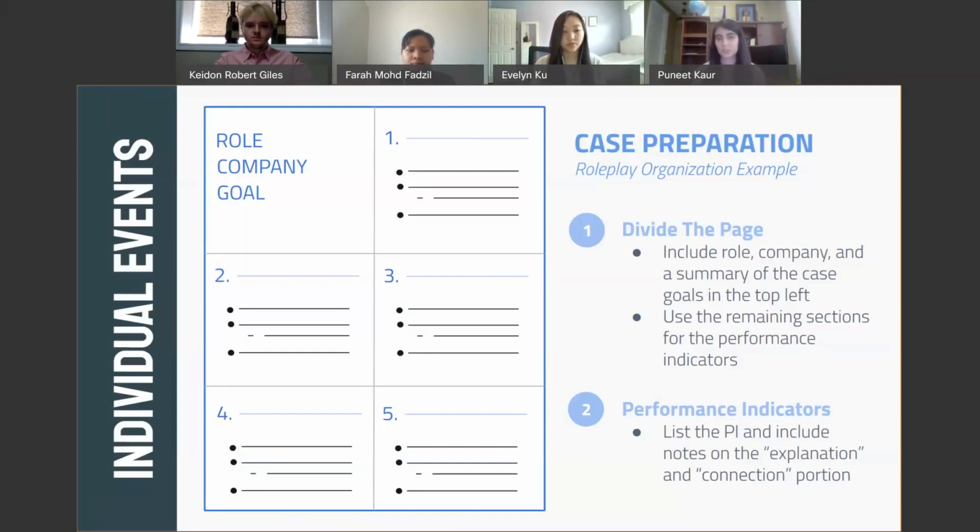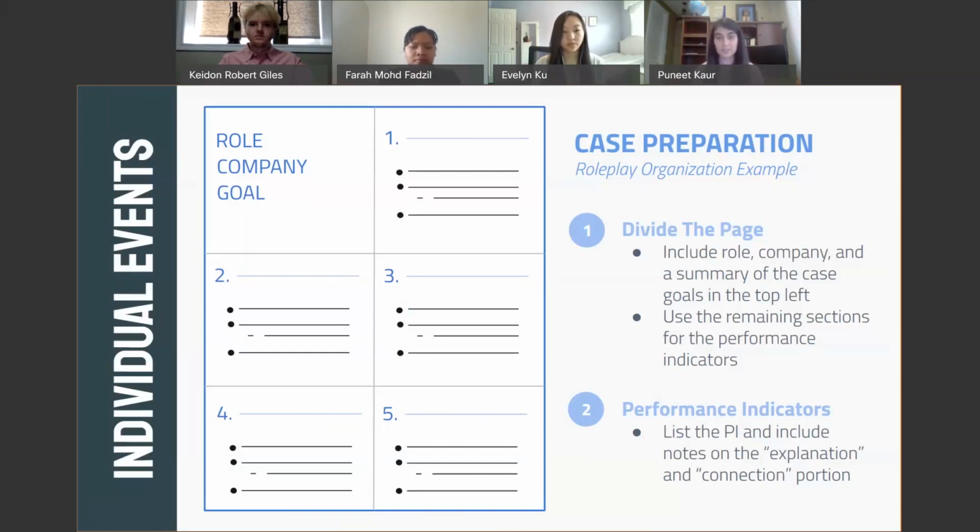Those are the 3 points you should try to include under each PI so it's easier for your presentation to flow better and make more sense. So it's not just going to be about listing the PI and the explanation. You want to make sure that you really spend a lot of time on that connection, as we mentioned earlier, because that is crucial to the case.